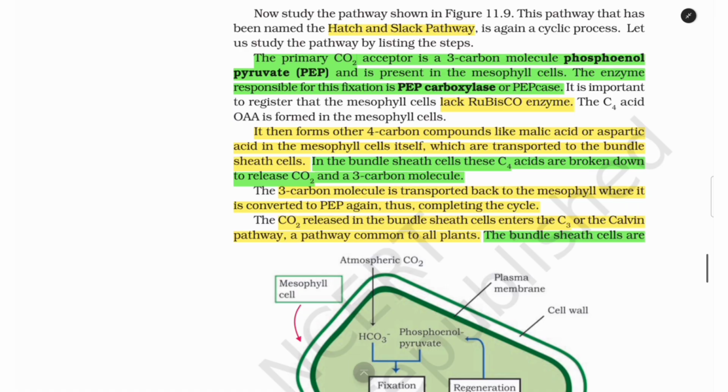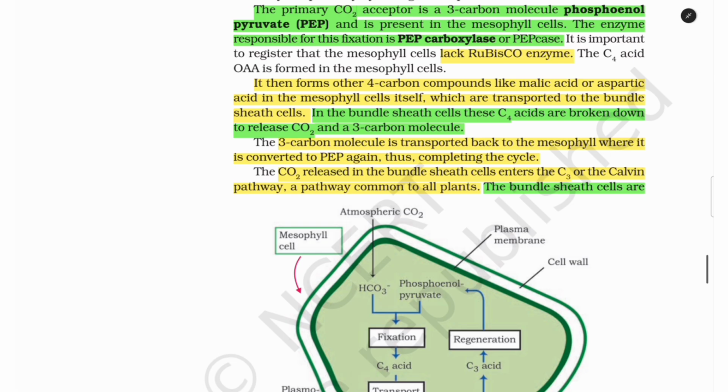Now study the pathway shown in figure 11.9. This pathway that has been named the Hatch and Slack pathway is again a cyclic process. Let us study the pathway by listening to the steps. The primary CO2 acceptor is a 3-carbon molecule phosphoenol pyruvate, PEP, and is present in the mesophyll cells. The enzyme responsible for this fixation is PEP carboxylase or PEPcase. It is important to register that the mesophyll cells lack Rubisco enzyme.